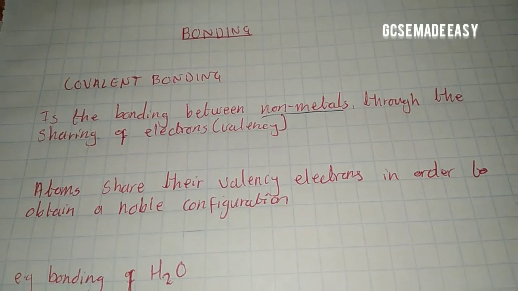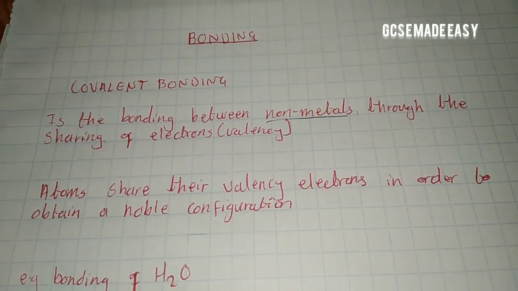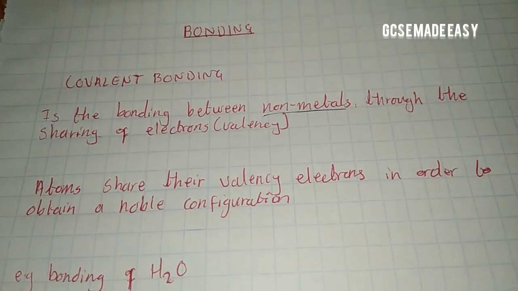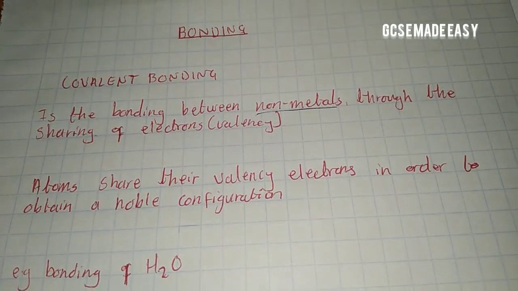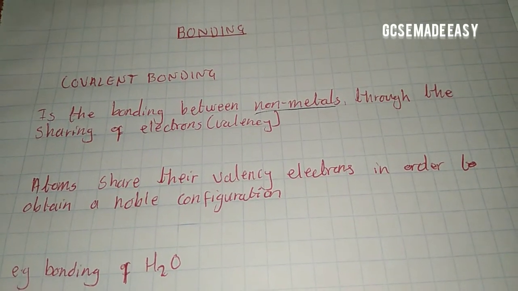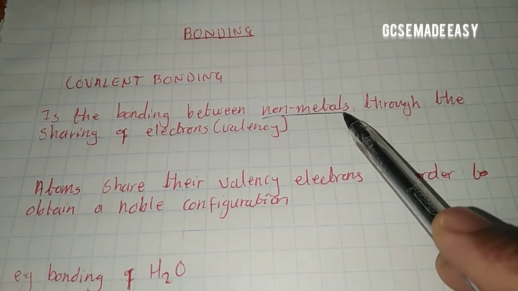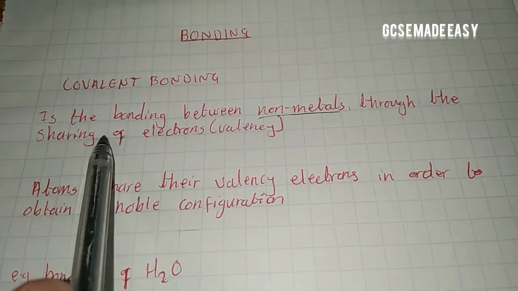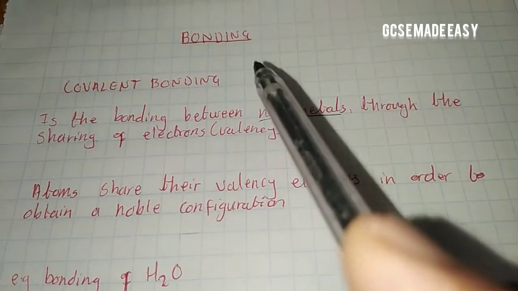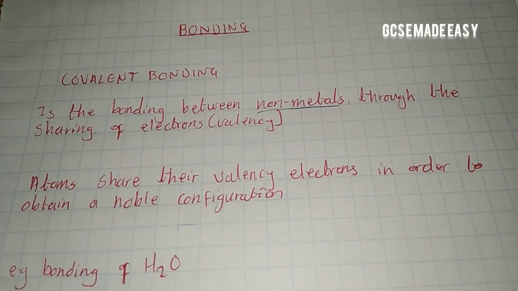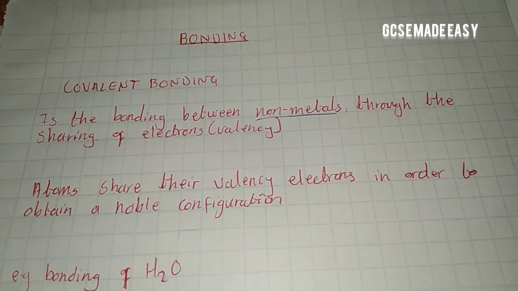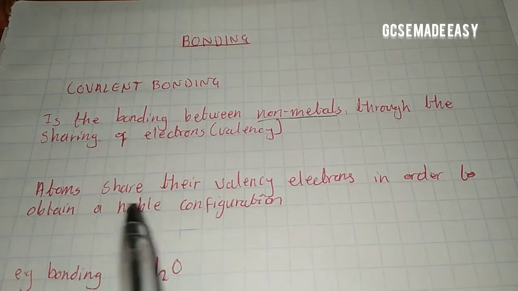Remember that with ionic bonding, we mentioned that it is the bonding between metals and non-metals through the transfer of electrons. Now, covalent bonding is the bonding between non-metals through the sharing of valency electrons. The purpose of sharing these valency electrons is for the atom to obtain a noble configuration.